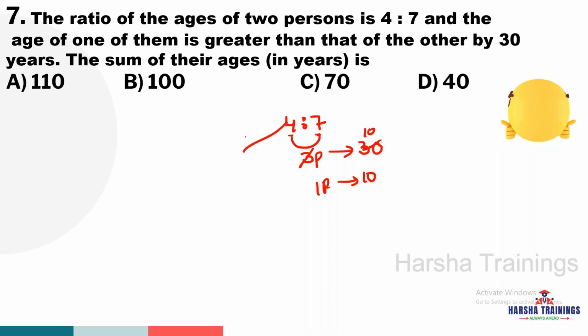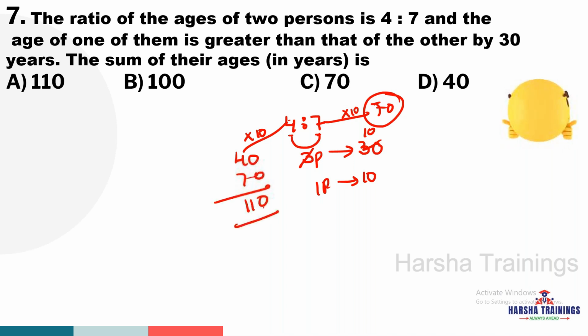10 years, right? So first person 4 parts. 1 part is how many years? 10 years. 4 into 10, 40 years. 7 into 10, 70 years. The sum of their ages, 40 plus 70, is how much, guys? So 110. So which option is the right answer? Option A is the right answer. Is it clear, guys, all of you? So any doubts regarding seventh question?